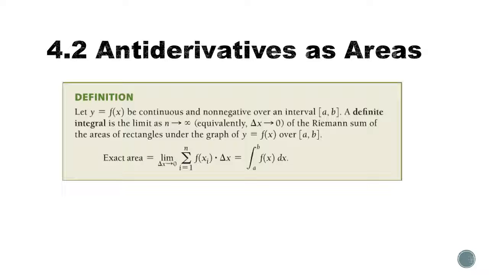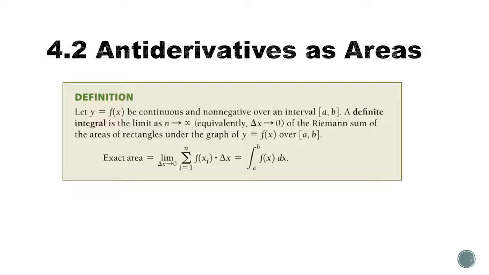So here's just the definition that tells us that. Don't worry about the summation notation. It says let f of x be continuous and non-negative, positive, over an interval from a to b. A definite integral is the limit, and again, this is the summation notation. It's the limit as n goes to infinity or as delta x goes to 0 of the Riemann sums of the areas of the rectangles under the graph y equals f of x over a, b.